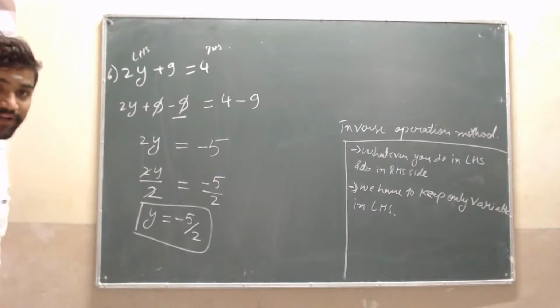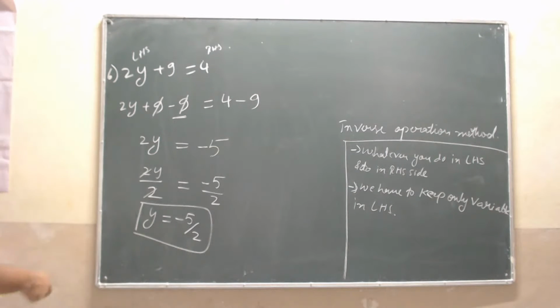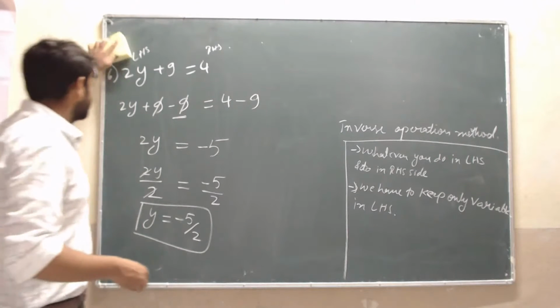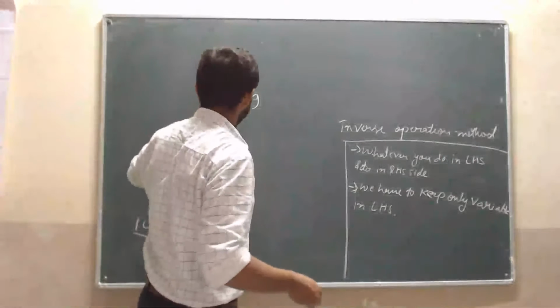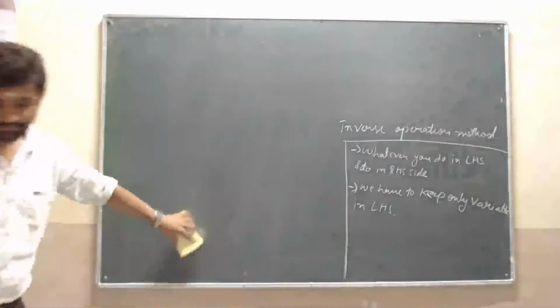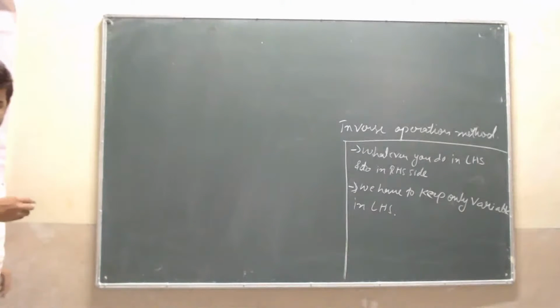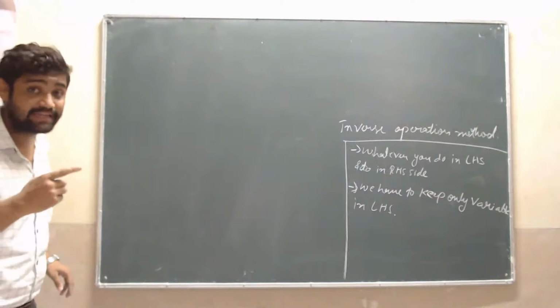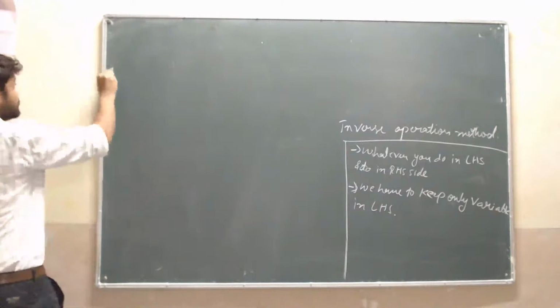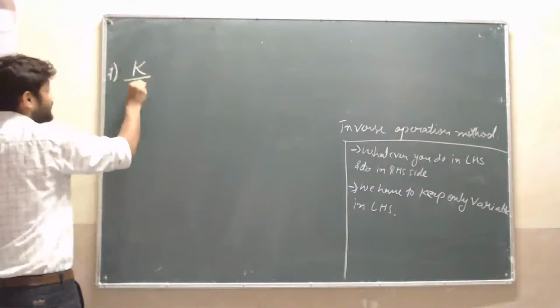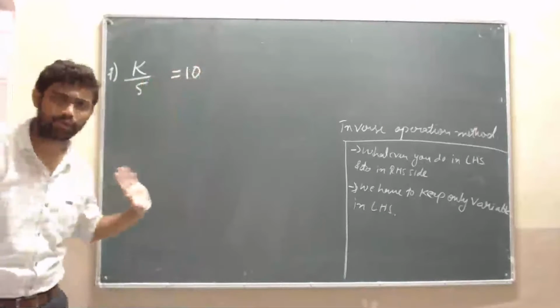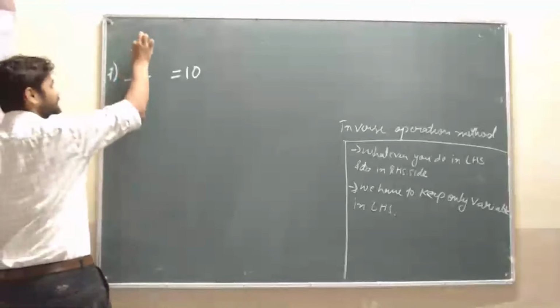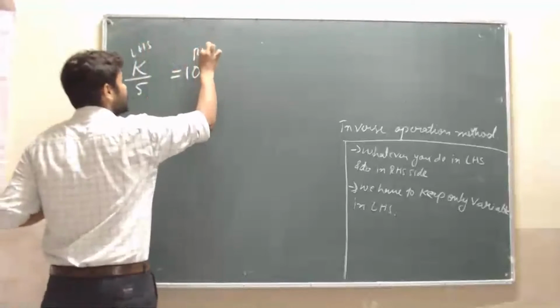And one more problem I will solve. That is, we have k by 5 is equal to 10. k by 5 is equal to 10. This is LHS and this will be RHS.